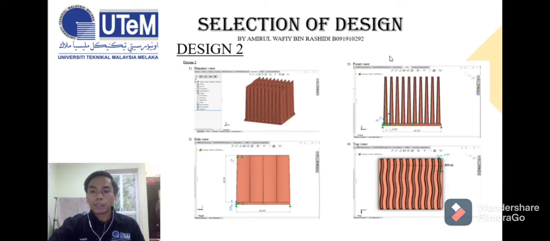Okay, from the front view, the thickness of the fin is 2 mm and the distance from one fin to another fin is also 2 mm. Okay, for the top view, the angle of every wave is 29.65 degrees and the thickness of the fin from the top view is 0.59. Okay, that's all from selection of design.